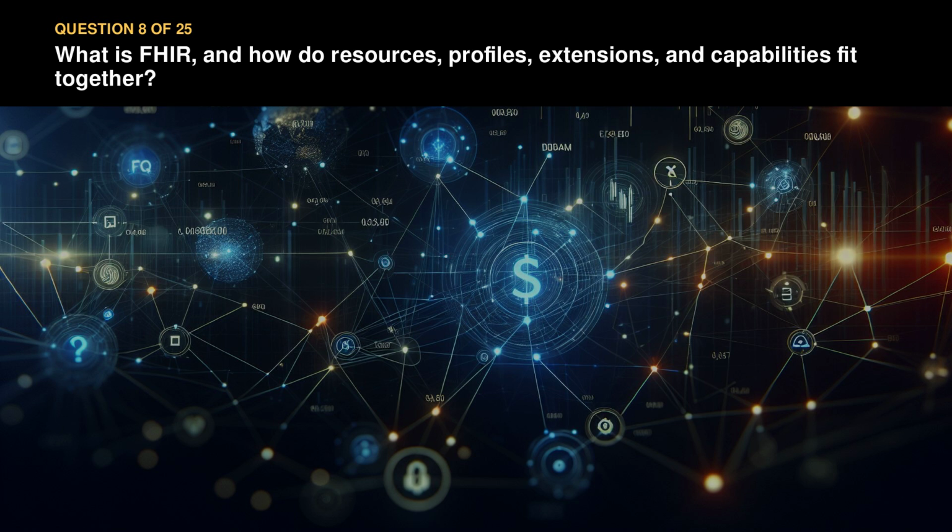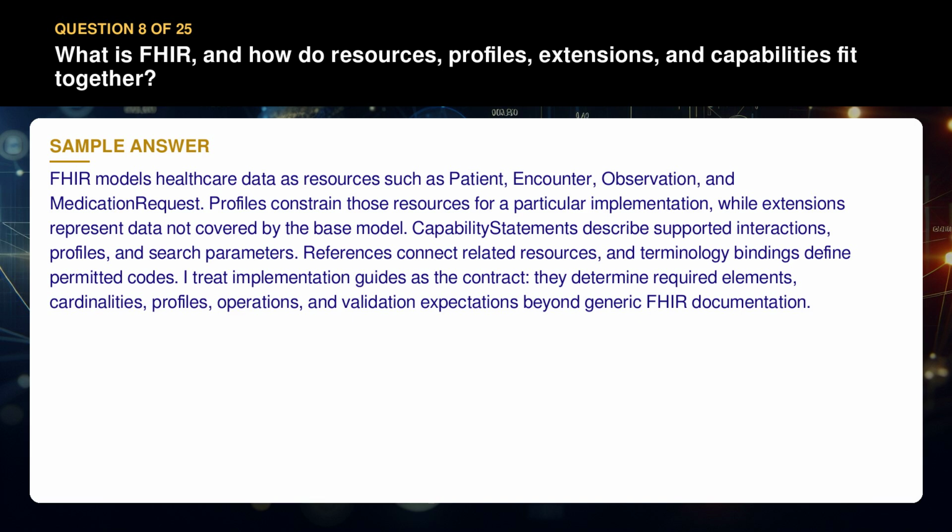Question 8. What is FHIR, and how do resources, profiles, extensions, and capabilities fit together? FHIR models healthcare data as resources such as patient, encounter, observation, and medication request. Profiles constrain those resources for a particular implementation, while extensions represent data not covered by the base model. Capability statements describe supported interactions, profiles, and search parameters. References connect related resources, and terminology bindings define permitted codes.